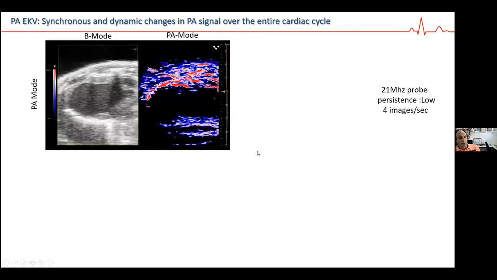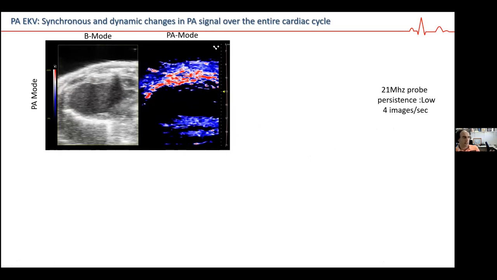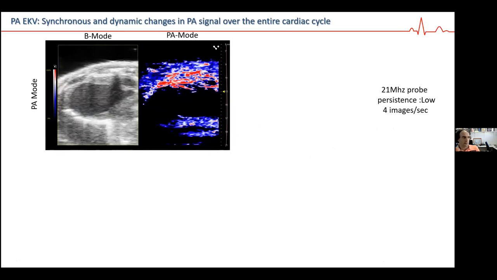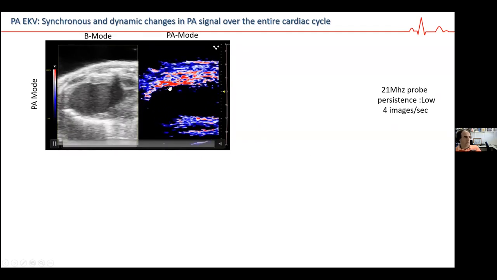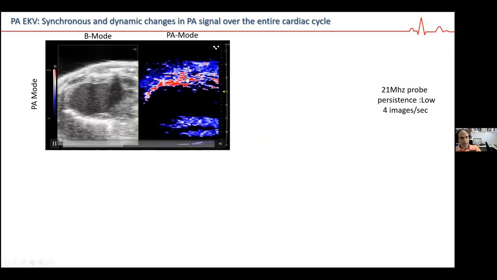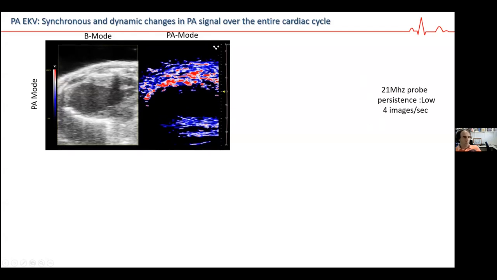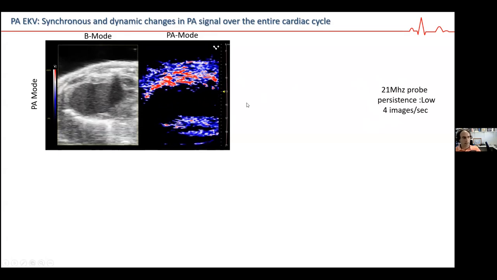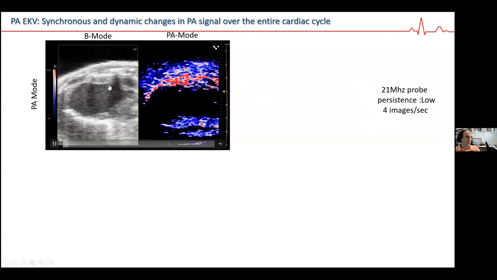Now we move to try to play a little bit with the photoacoustic. First of all, we use the photoacoustic mode, the classical mode, to try to detect what's going on in the heart. Here on the left is the B mode, and on the right the PA mode. In the PA mode, red means highly oxygenated, and blue means a lower oxygenation level. The parameters we use here are the 21 megahertz probe with low persistency, which gives you 4 images per second, so that's why you don't see a lot of movement of the heart.